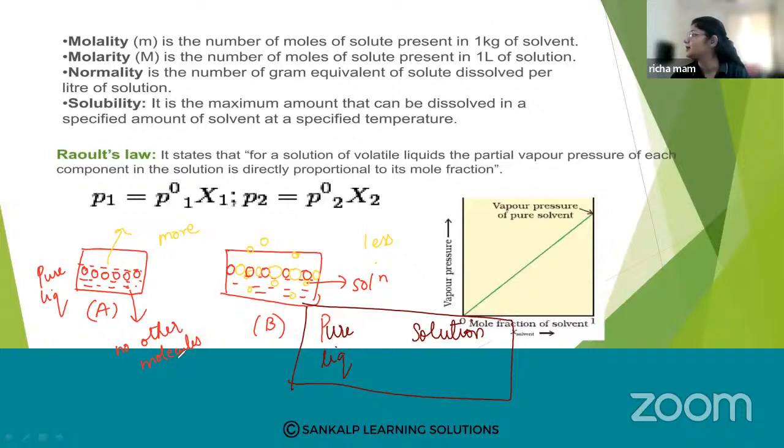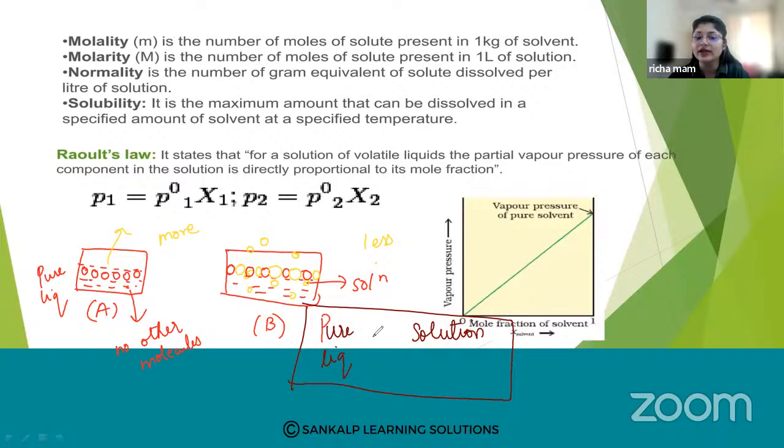I've given you the example, right? So this is a pure liquid A, and this is a solution B. In a solution, both solute as well as solvent are there. Pure liquid will form because the molecules present are of the same type. In the solution, there will be two or more different molecules present, because a solution consists of solute as well as solvent.